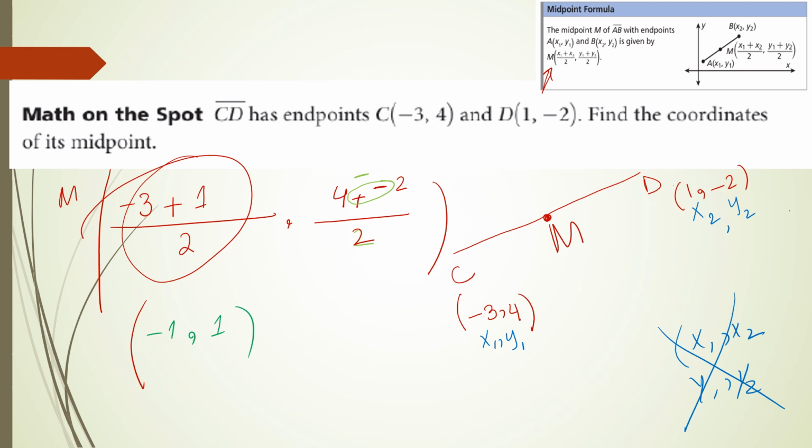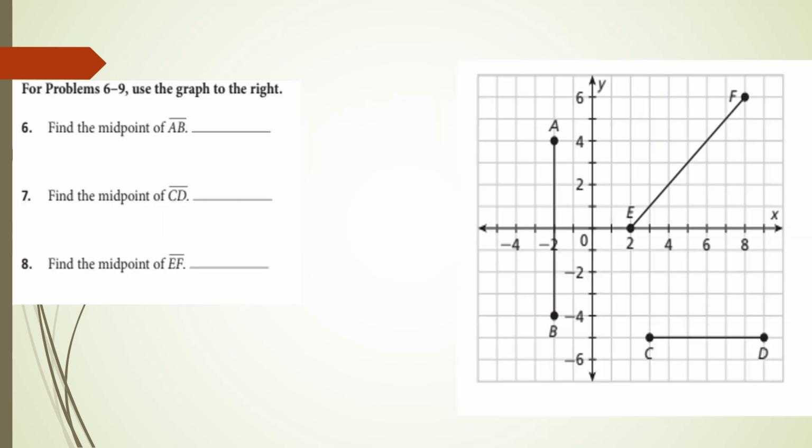Okay, next question. Find the midpoint of the AB. Now, can you see the graph over here? First of all, find out the coordinates. So, what are the coordinates of A? What are the coordinates of B? First of all, write it. Always write the X value first and then the Y value. So, here is the X point. Okay, look here, here is the X point.